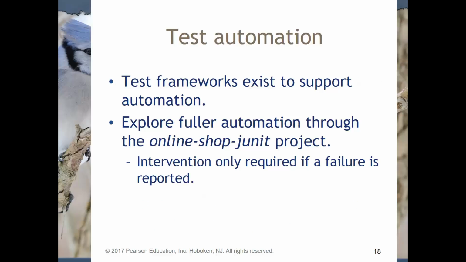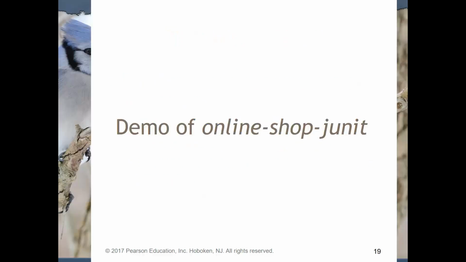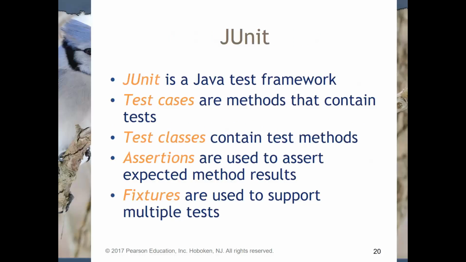Test frameworks exist to support automation. Explore fuller automation through the online shop JUnit. We went through online shop earlier. We'll go through online shop JUnit separately. Intervention is only required if something goes wrong. So in other words, it tests most of the code and will tell you if something's wrong, and that's the only time you have to do something. That demo will be done outside of this, so we're going to keep going.